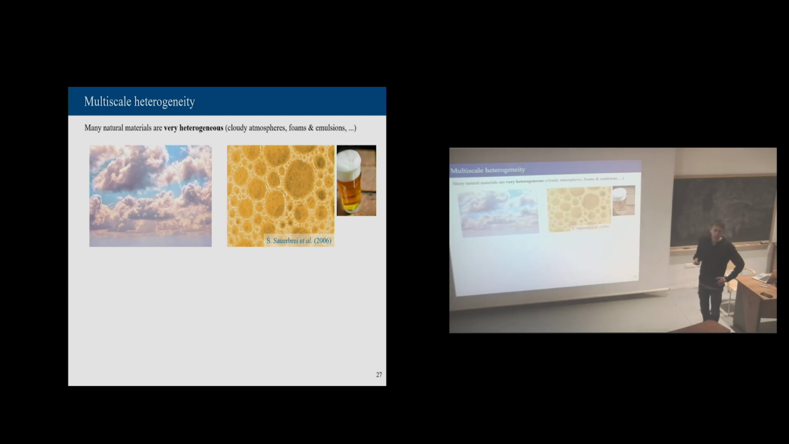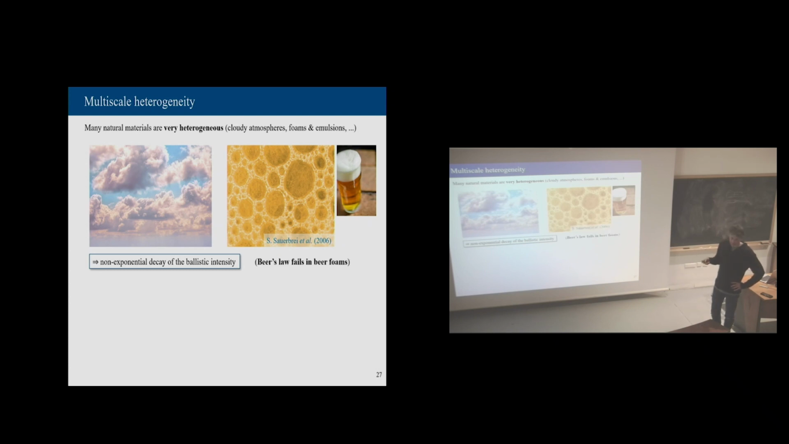And when you have such a strong heterogeneity, you can imagine that the extinction will be composed of rays that go straight through the material, because maybe there will not be any scattering element, and rays that go through materials that are strongly scattering. So this heterogeneity means that the decay of the ballistic intensity will be non-exponential. Okay? And that leads to the main message of this talk. I apologize in advance, which is that Beer's law fails in beer foams.